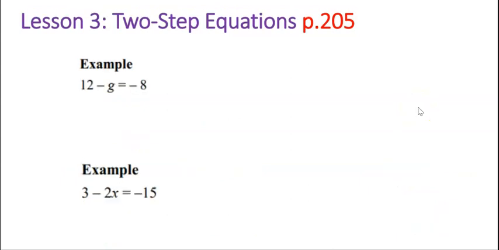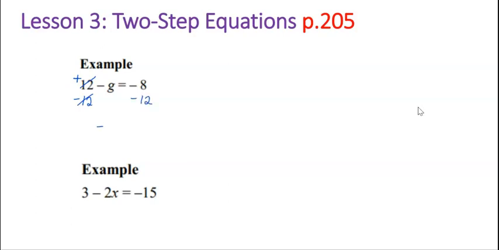All right, let's keep going. We have 12 minus g is equal to negative 8. Again, we can't do anything about that g term until we get rid of the other term. So we have a positive 12 here that we need to move out. It's positive, so therefore we're going to subtract 12. 12 minus 12 is nothing, and we're going to subtract 12 to the other side.